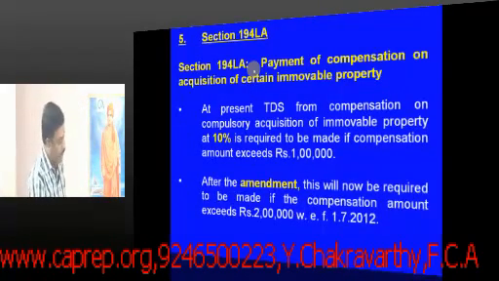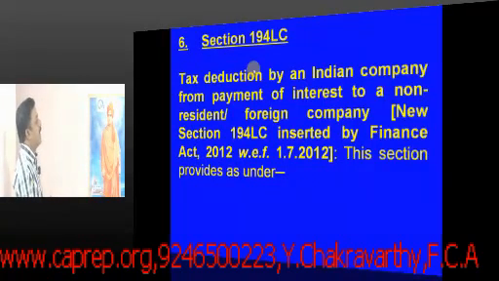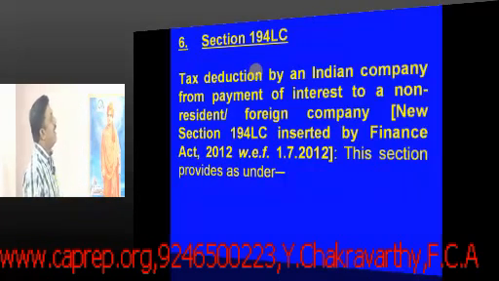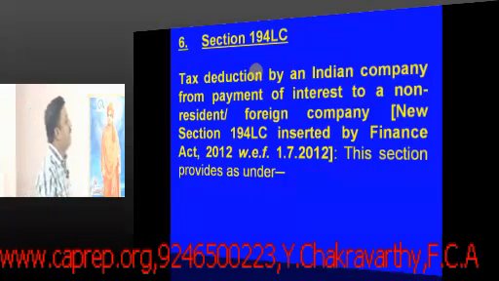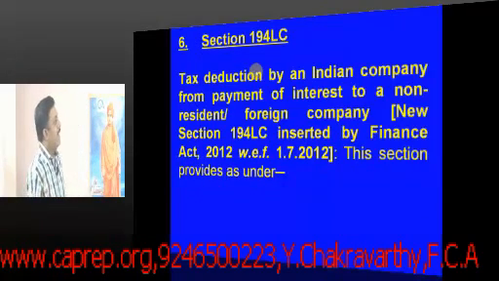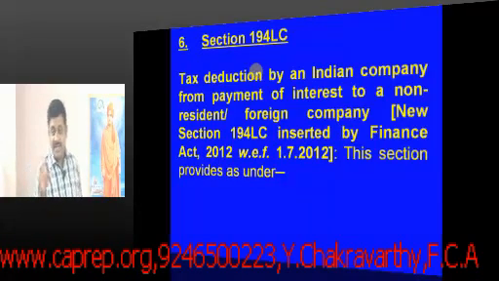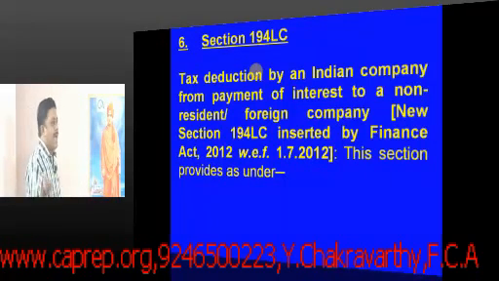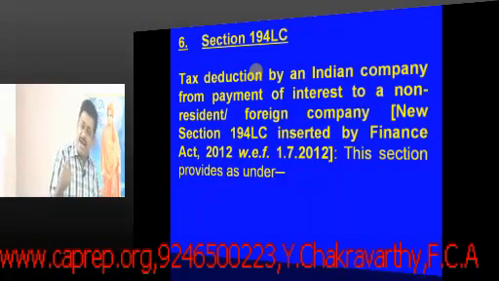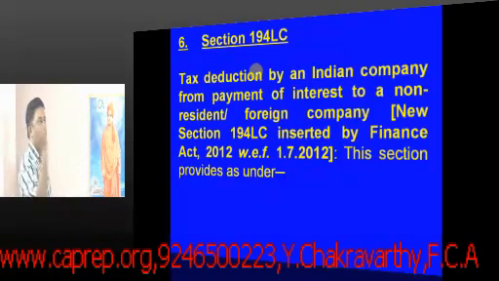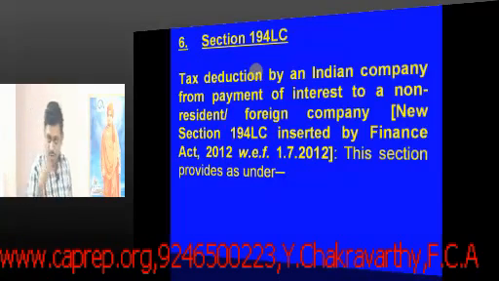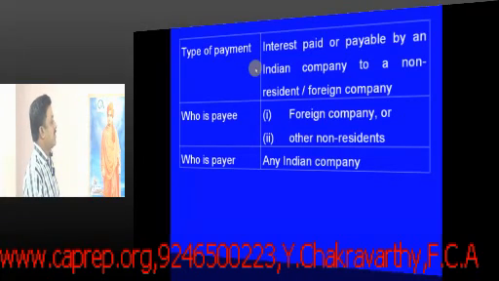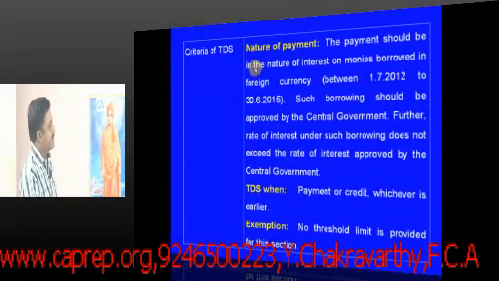Now I move to section 194LC. What is 194LC? This is inserted by the Finance Act of 2012. What does this section provide? Payment of interest by an Indian company to a non-resident or a foreign company. So the payer must be an Indian company, making a payment to a non-resident or a foreign company. What? Interest. Interest for what do you pay? This Indian company has borrowed money from the non-resident or the foreign company, then it is liable for deduction of TDS.